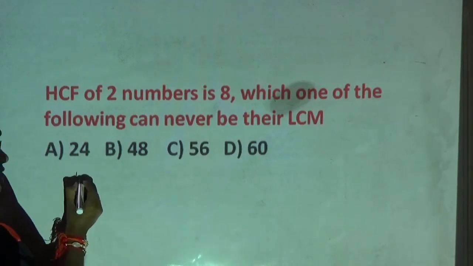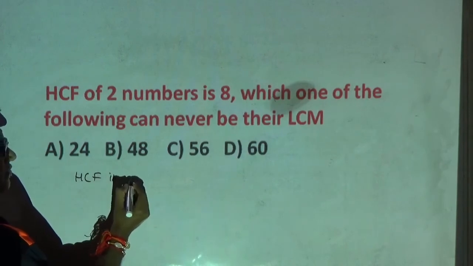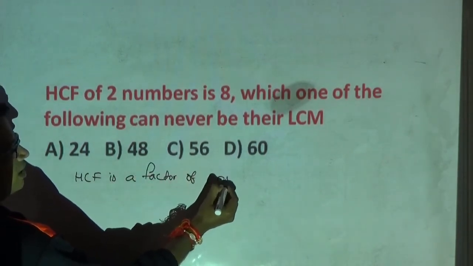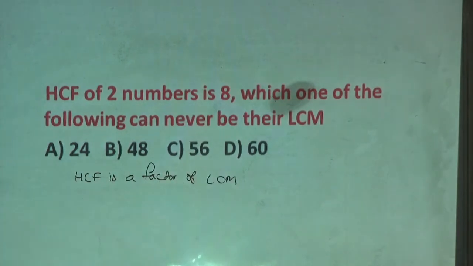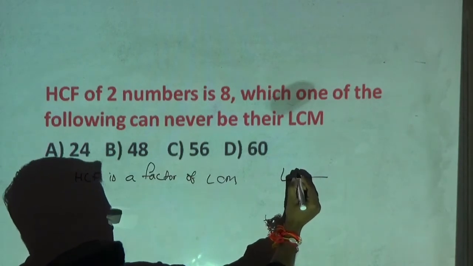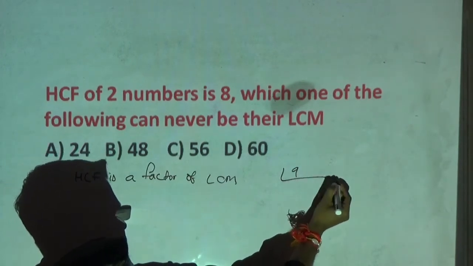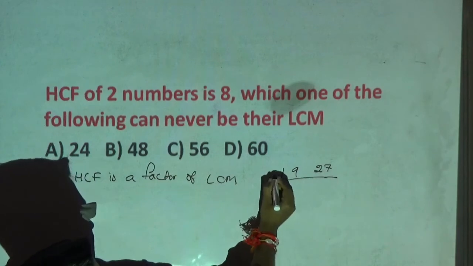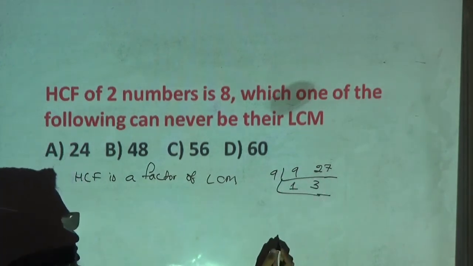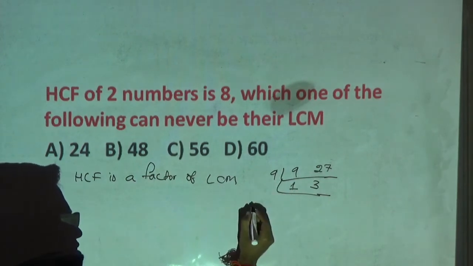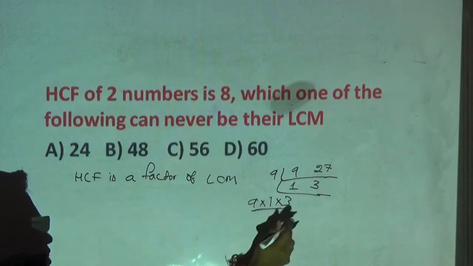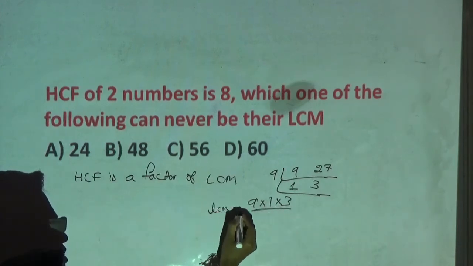Please note down, HCF is a factor of LCM. Write it down. HCF is a factor of your LCM. Why? Because here, I will take two numbers, that is 9 and 27. Okay, now from 9 I will divide. 9 ones are 9, 9 3s are 27. See, what is your LCM? LCM is 9 into 1 into 3, correct? LCM is 9 into 3.